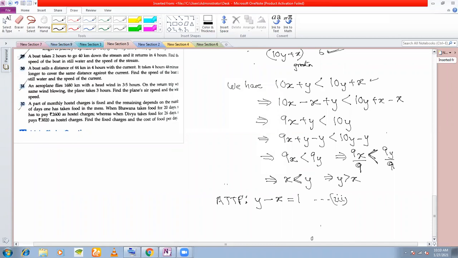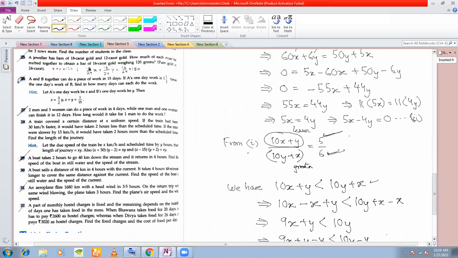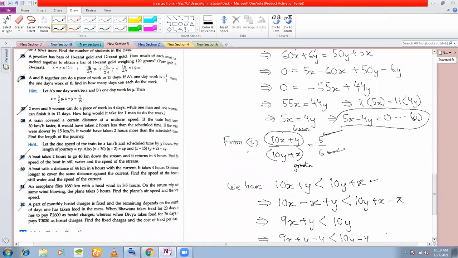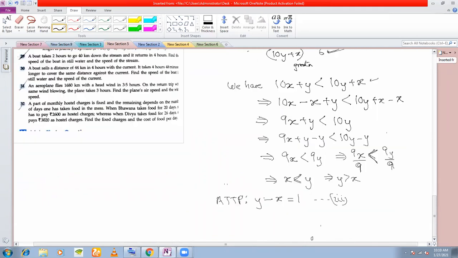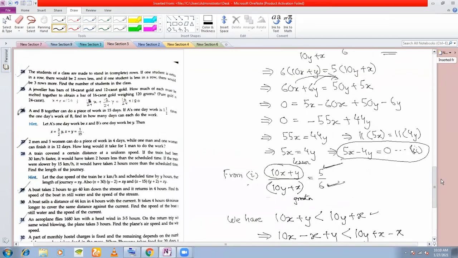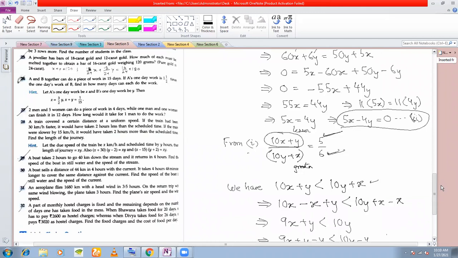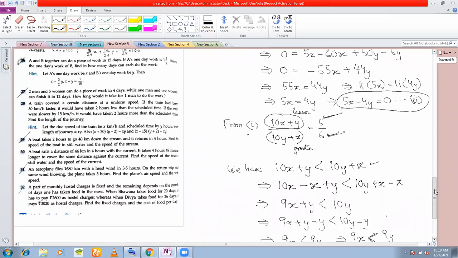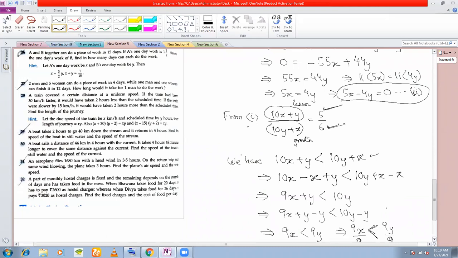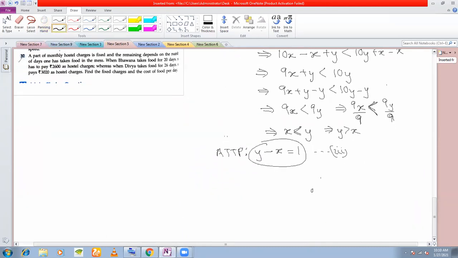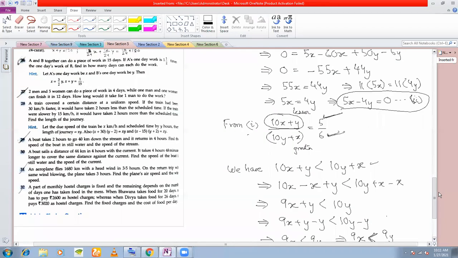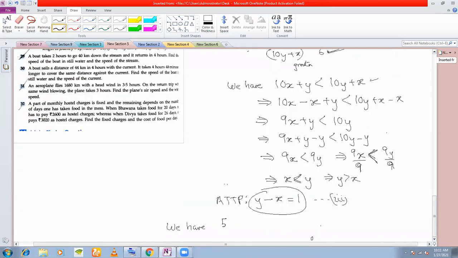See, now we have got two equations. We have got this as our equation, and we have got this as our equation. So we'll solve these two equations. Which method should I use? Let us use elimination method, or you can use substitution method also, no problem. Okay, let us use elimination method. Let us write one equation on top of the other. So we have 5x minus 4y is equal to 0.